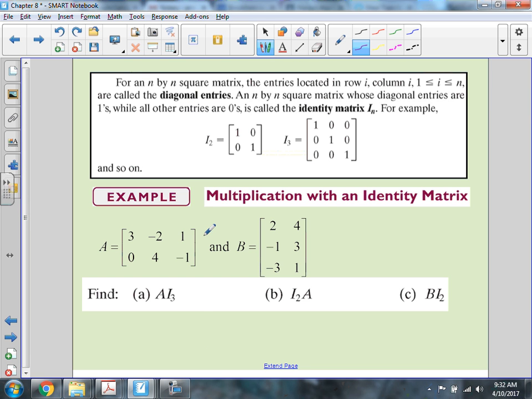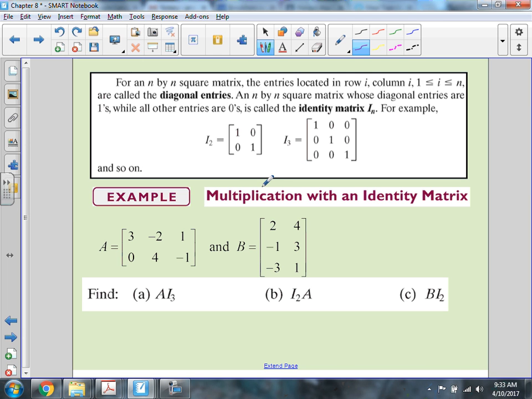Now, what we have here are two square matrices which make up what are called the matrix identities. Remember before we talked about multiplicative identities. The multiplicative identity for numbers is 1, because if I multiply a number by 1, that number doesn't change. So the matrix identity works the same. If I multiply by a matrix identity, the matrix doesn't change.